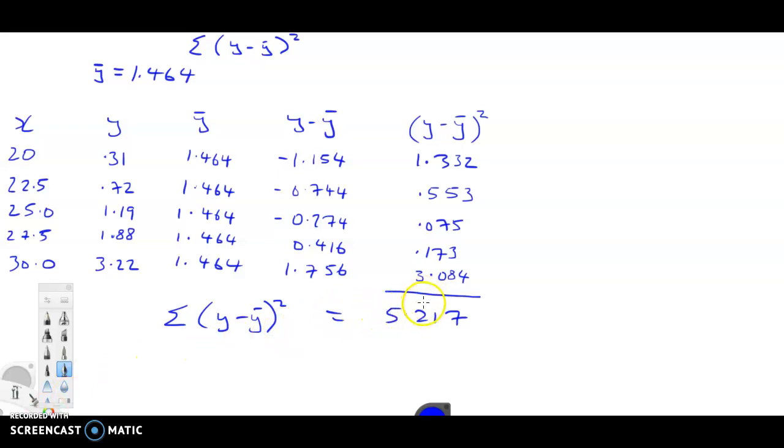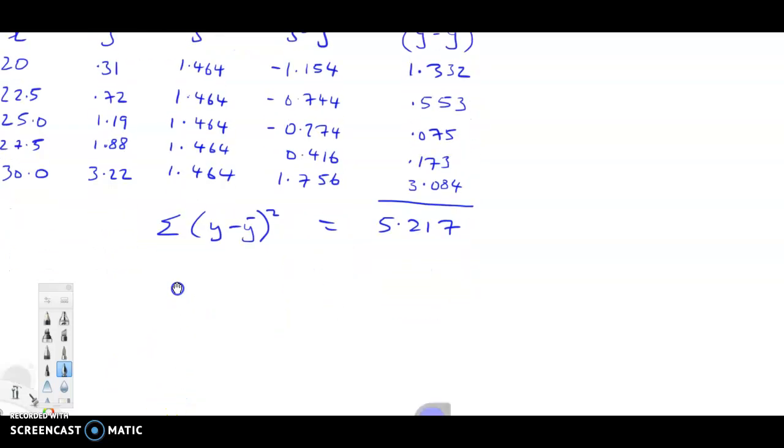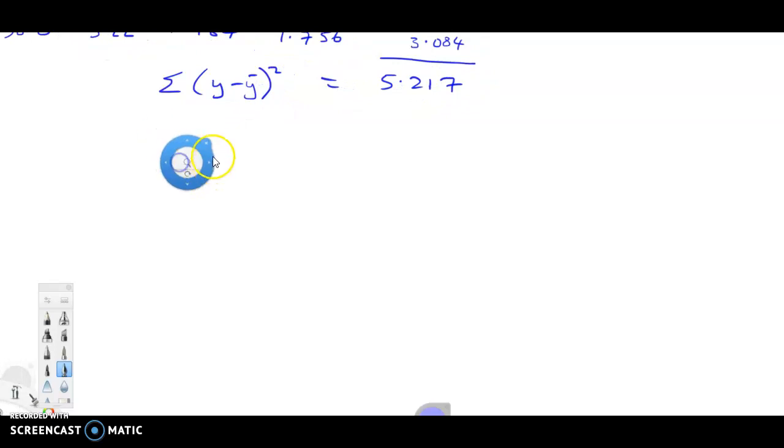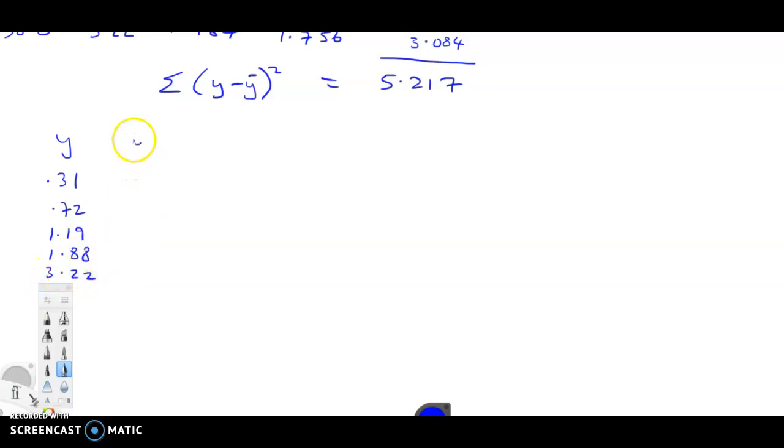Next up then is a similar procedure. I'll make more space, so I go down here, and I'm going to have Y hat. Right now, Y hat, I'll put in the Y values again here. 0.31, 0.72, 1.19, 1.88, and 3.22. Now Y hat, we go back to the calculator to figure out Y hat for each of these values.